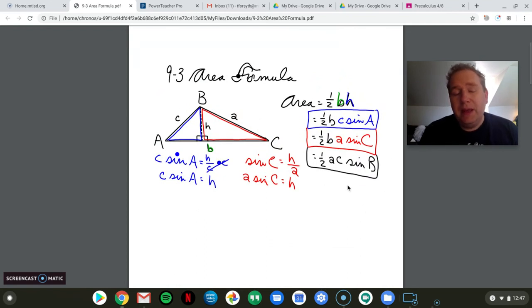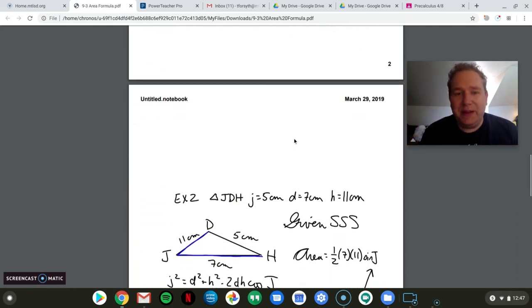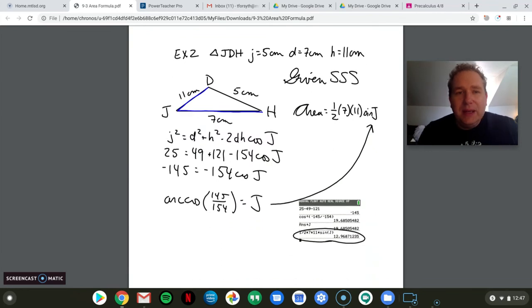All right. The only way this can get difficult at all, and it's not even that difficult, is if you're not given side, angle, side. But what if you're given, as my second example shows here, side, side, side? If you want to use this 5 and this 7, we have to figure out what angle H is. If you want to use this 7 and this 11, we have to figure out the measure of angle J. If you want to use this 11 and this 5, you have to figure out the measure of angle D in order to get the area of this triangle.